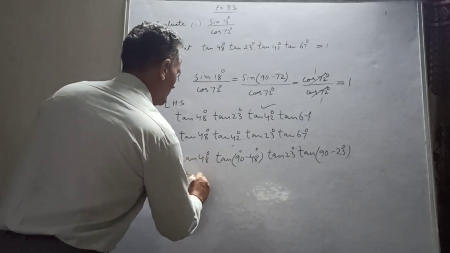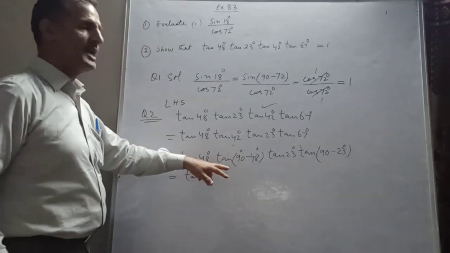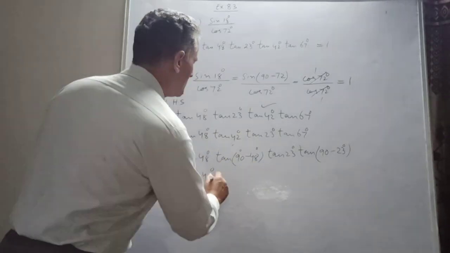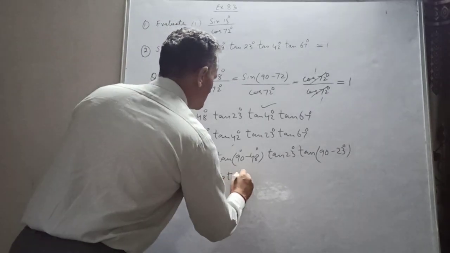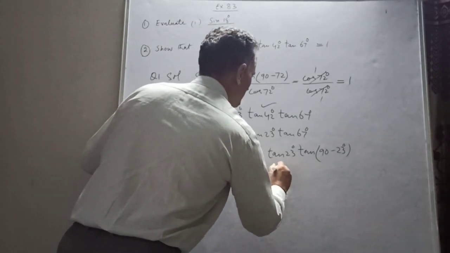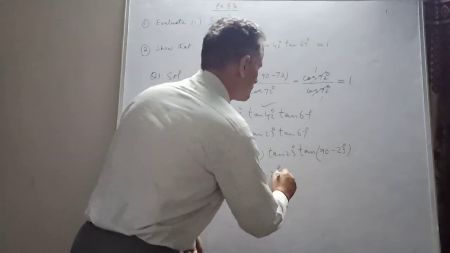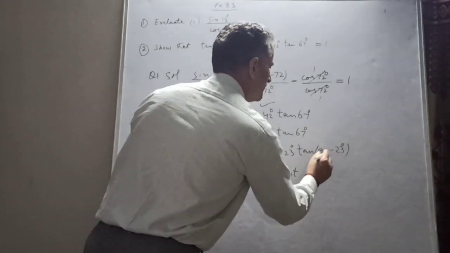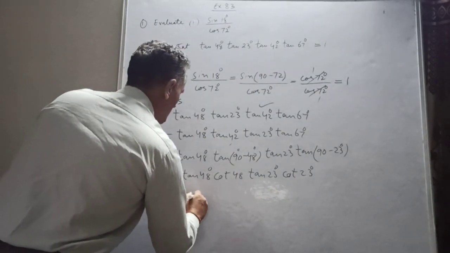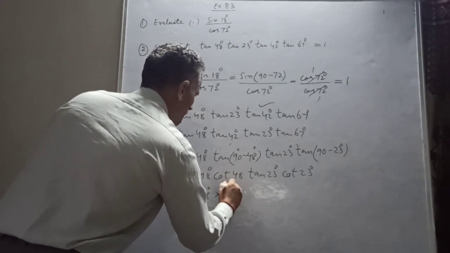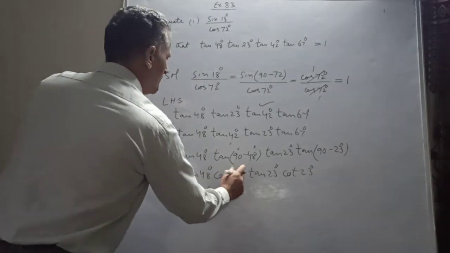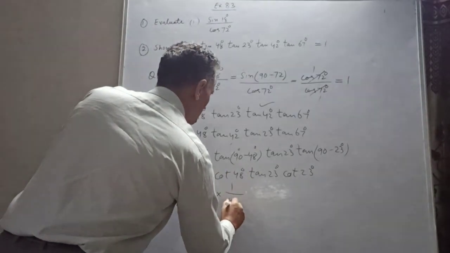Tan of 48 degree is equal to, what is tan of 90 minus 48? You know tan of 90 minus theta is cot theta. Cot theta, with theta as 48 degree. Tan of 23 degree. What is tan of 90 minus theta? It is cot theta. Theta is 23 degree here. So you know the reciprocal of tan is cot. Tan 48 degree. This can be written as 1 by tan 48, since cot of 48 degree is 1 by tan of 48.